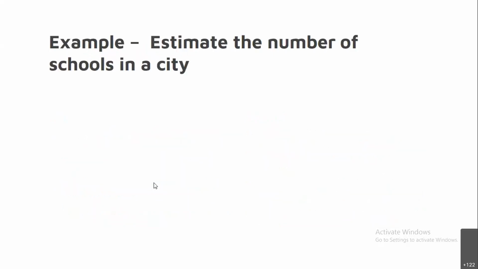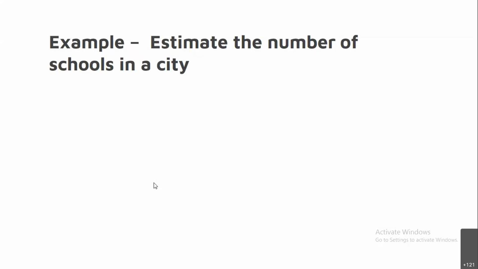All right. So let's talk about this. We'll take an example. The question would be, say, estimate the number of schools in a city. It's a very general question. It could be any city. It could be Hyderabad, Chennai, Mumbai, Kolkata, any city. Depending on the interviewer, you can choose what you want. But in this case, let's be very general and say city.